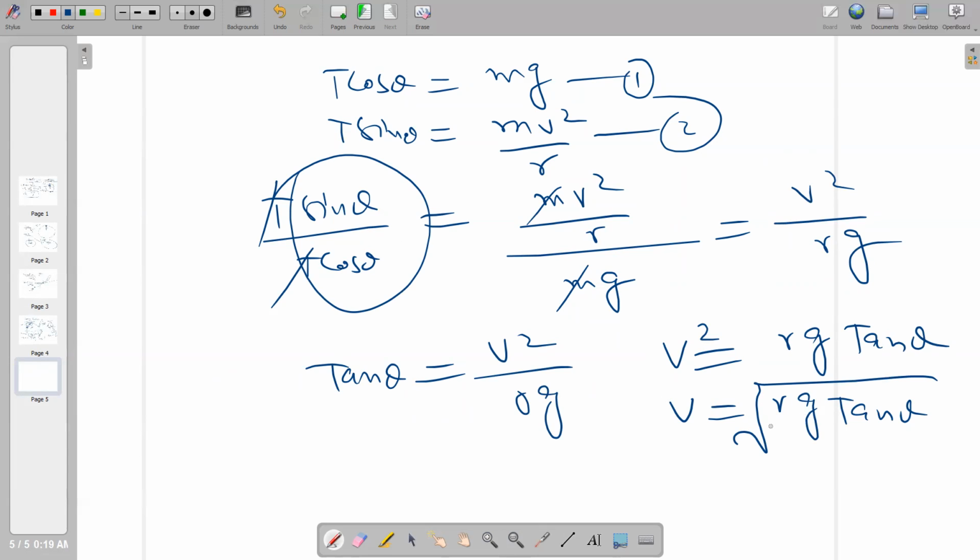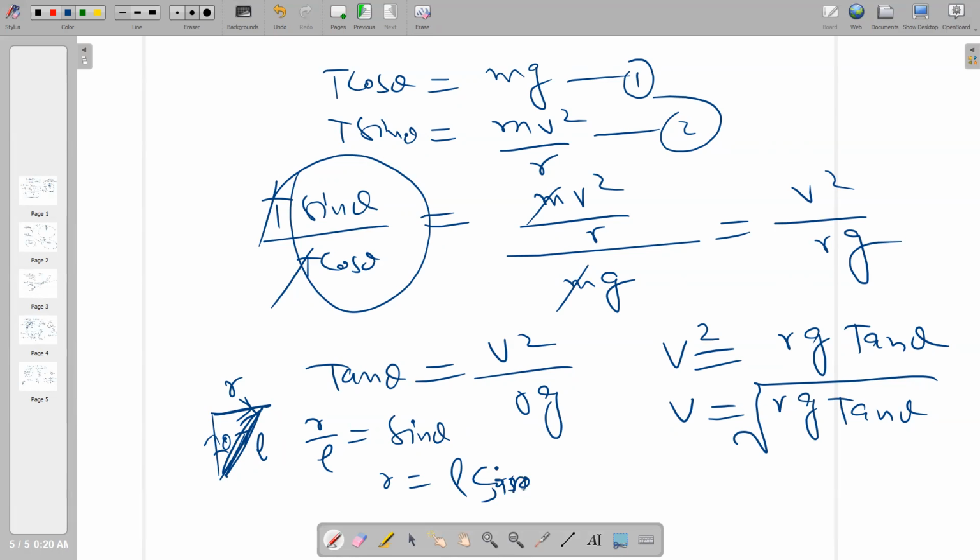So here we replace the r in terms of length. How? You can see that if I remove this line, and make the triangle like this one, you know that this is theta. Now I'm taking this one. This component is the tension. So this is R and this is L, the length of the pendulum. So R over L will be sine of theta, and R is equal to L sine of theta.